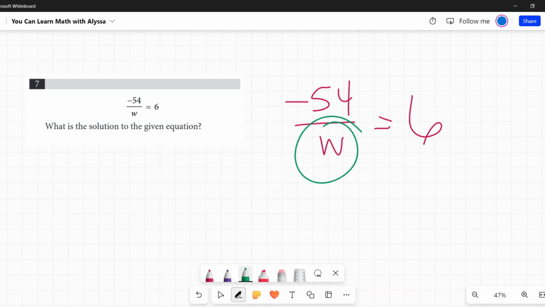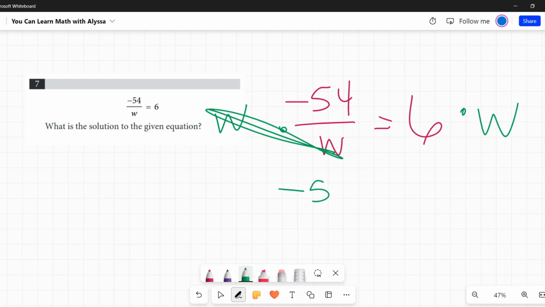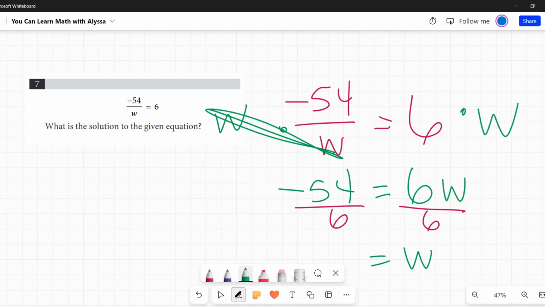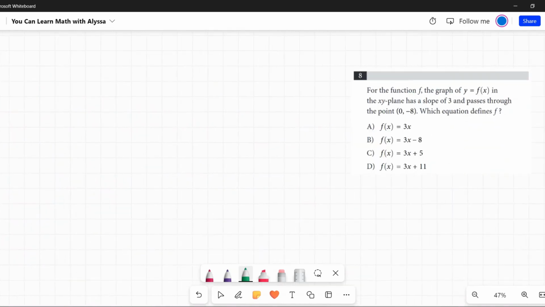So to solve for W, we can't solve for it when it's in the bottom here. We need to get it out of the bottom of this fraction. Because this is negative 54 divided by W, we're going to multiply by W to counteract that. So that undoes those two, leaving on the left side negative 54 and on the right 6 times W. Now I can solve for W by dividing by 6 to get rid of that. And I have W remaining on the right. And negative 54 divided by 6 is negative 9. So that is my answer. The solution to the given equation is negative 9.